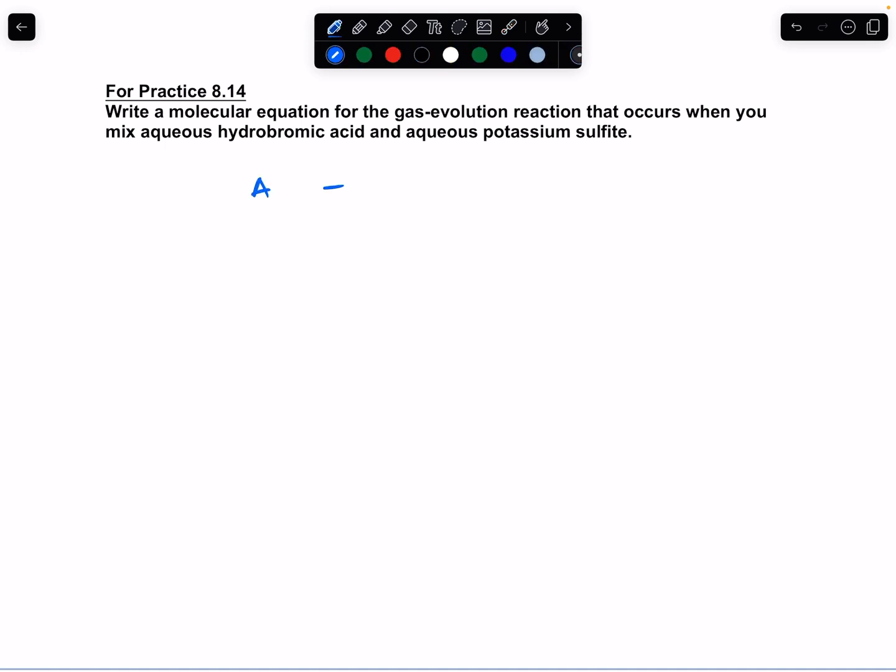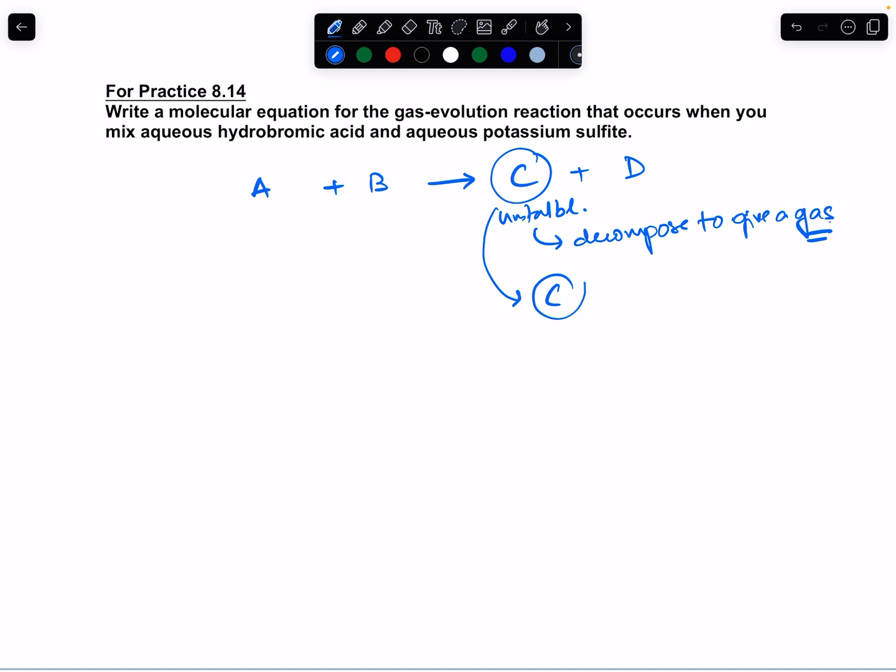Let's say you have A reacting with compound B, and that ends up giving you a compound C plus, let's say, some other compound D, and C ends up being an unstable compound. So this can decompose to give you a gas. Another option is where C itself is a gas. So let's take a look at some examples. These are some of the scenarios you'll run into. And then once we understand those examples, we'll take a look at this problem out here.